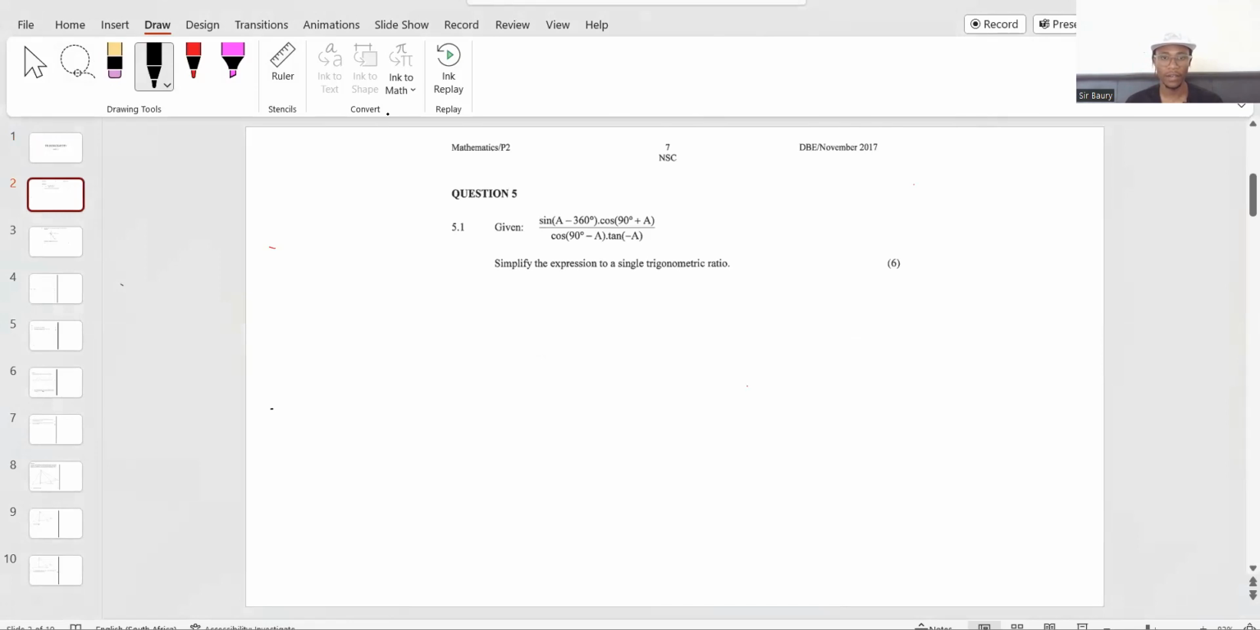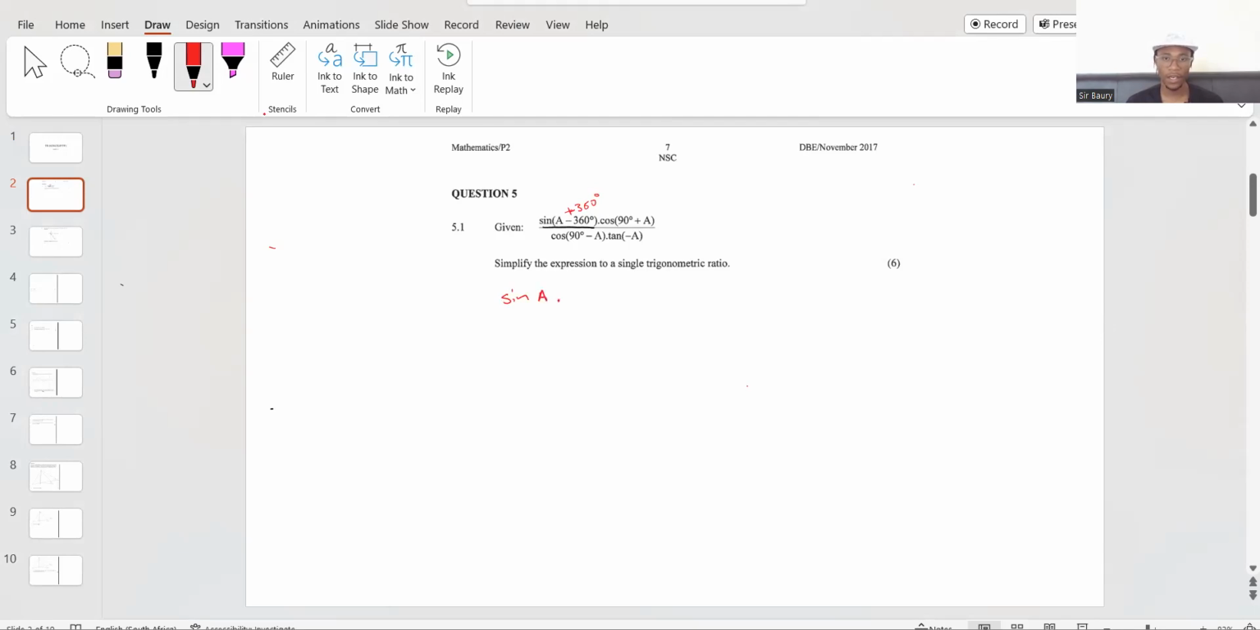So already you have sine (A minus 360). If you have 360 and above, I'm looking at angles like 540, 720, those angles above 360. What you do, you add to eliminate the 360. So we're going to add 360 here, 360 degrees. So we're going to have sine A.